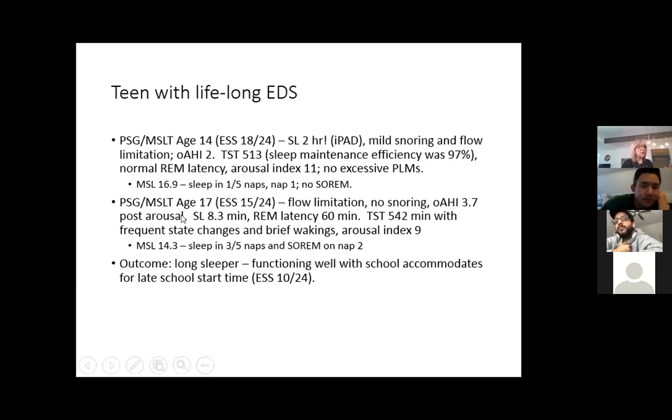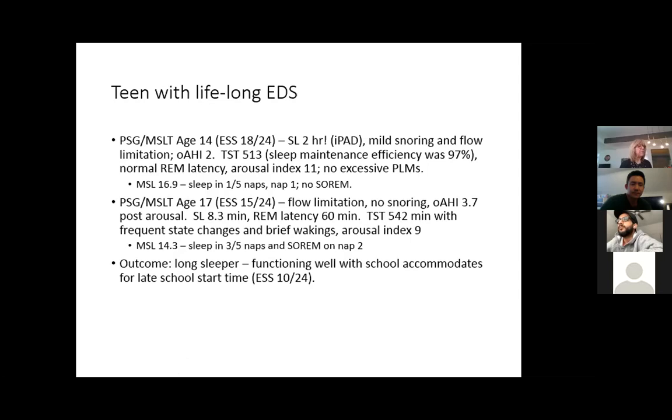He came back about 3 years later with the same complaint, and still high Epworth. I redid his PSG, because sometimes you don't get the diagnosis right the first time. And he had an AHI of about 3.7, but this amount of sleepiness is way out of proportion to that. And all of them were post-movement. His REM latency was short on this one.